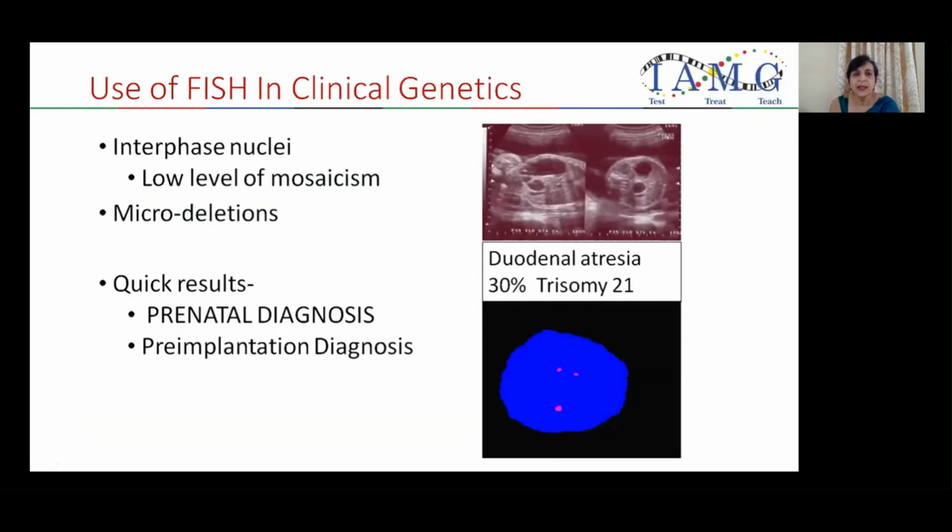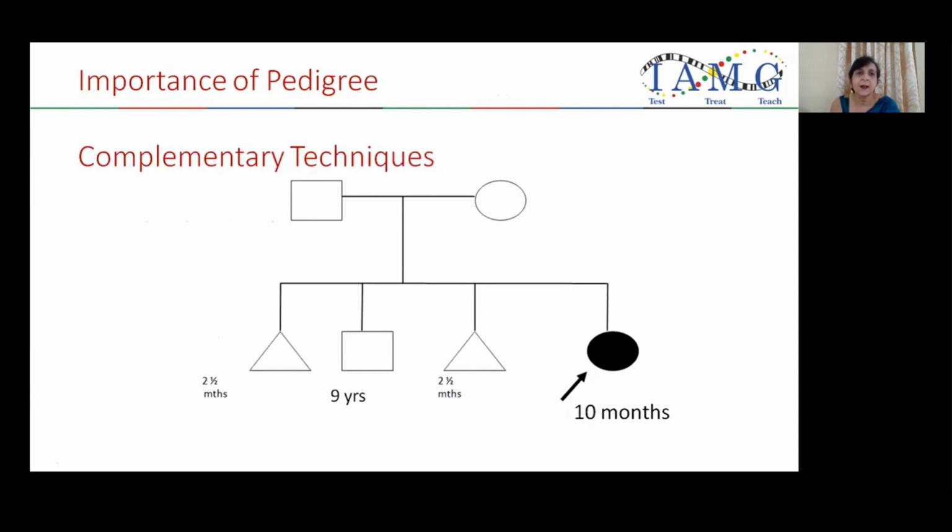The use of FISH in clinical genetics is, as I said, very high resolution, low level mosaicism, and thirdly, very quick results. So for prenatal cases, like in this case, duodenal atresia was detected, and 30% of prenatally detected duodenal atresia have trisomy 21. So immediately you can take amniotic fluid, and within 2-3 days you get the results of FISH, whether there is trisomy 13 or not. And this can be helpful in clinical decision making.